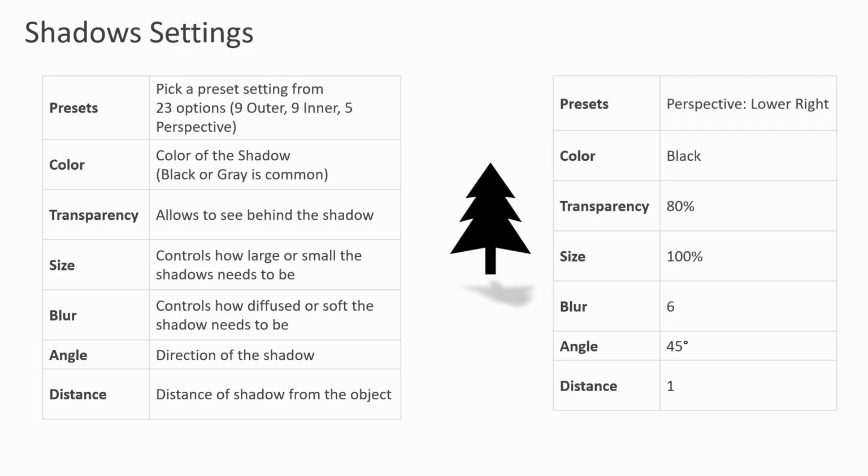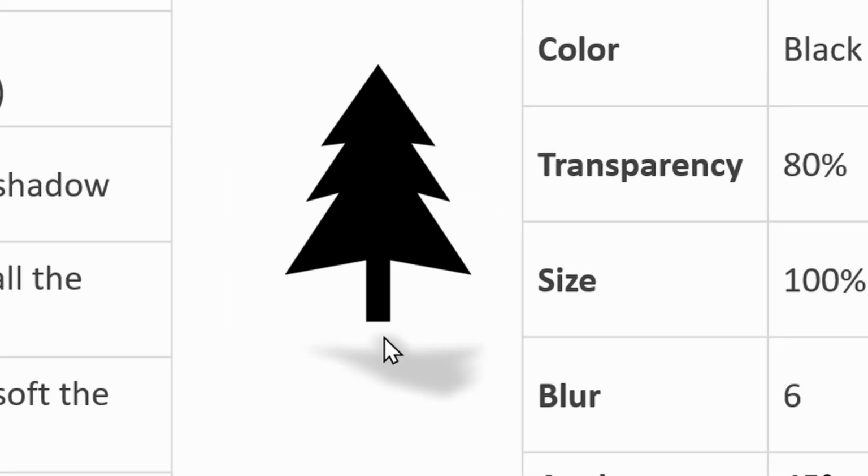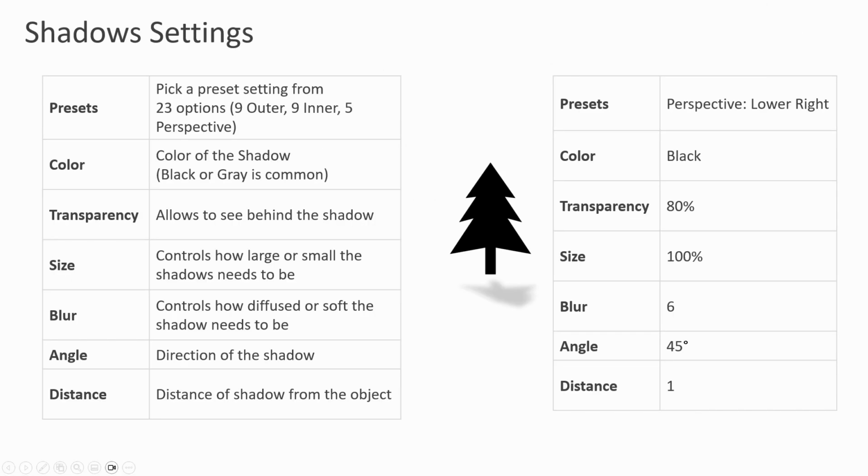Let's look at this specific example for this tree. This one uses perspective lower right shadow. The color of the shadow is black. It has 80% transparency, so if you were to place something behind this shadow, you can still see it. The size of the shadow is 100%. We have a 6-point blur for this. Angle is at 45 degrees and the distance is 1 point. You'll see that there is this tiny gap between the object and the shadow. If we were to make this 0, this shadow will attach to the bottom of this tree. So that's shadow settings for you.